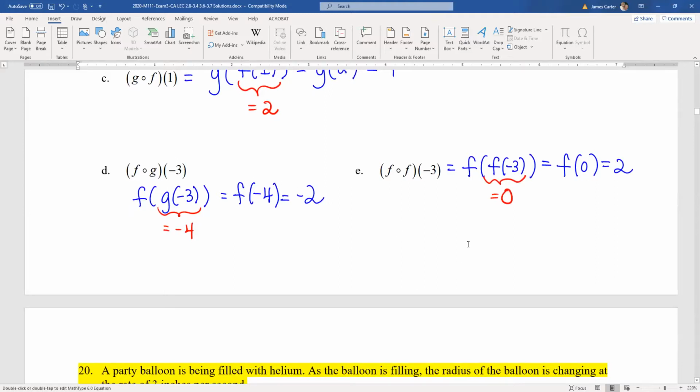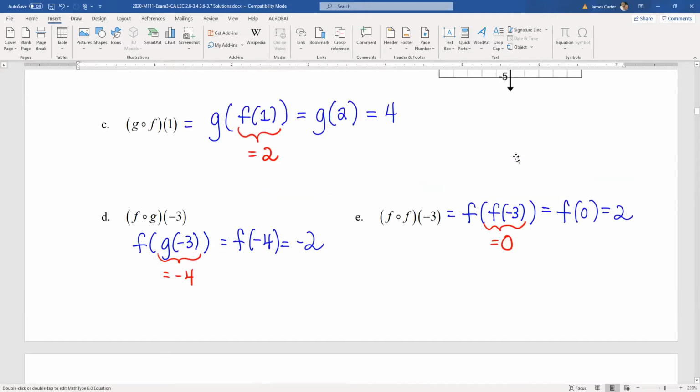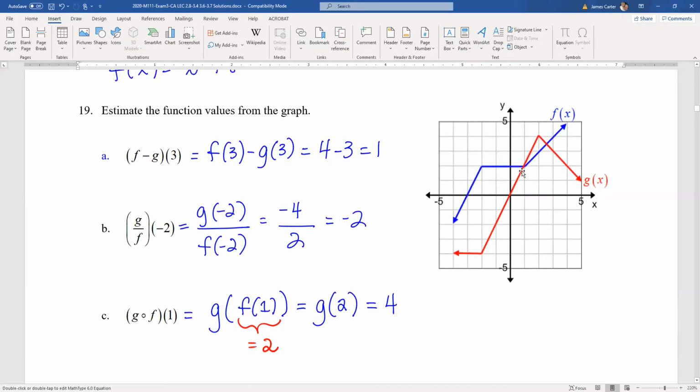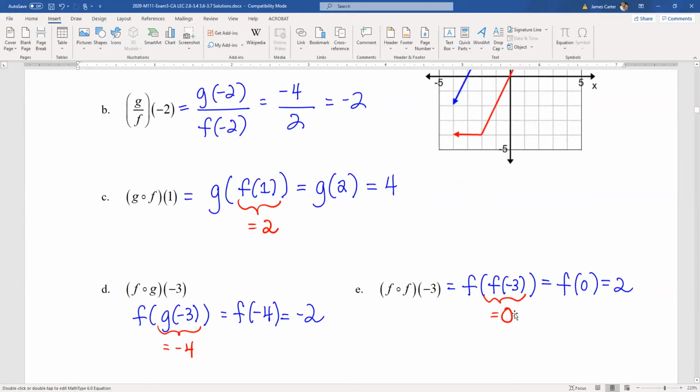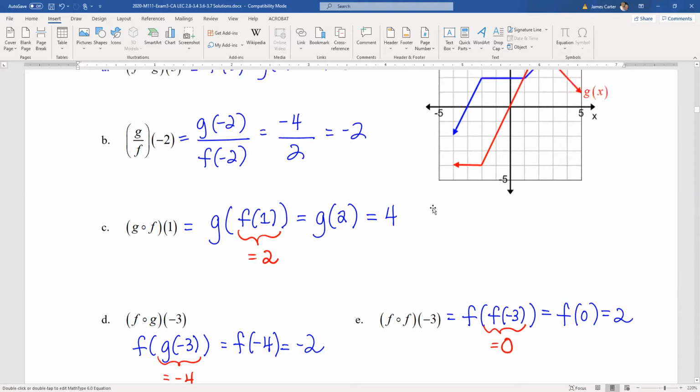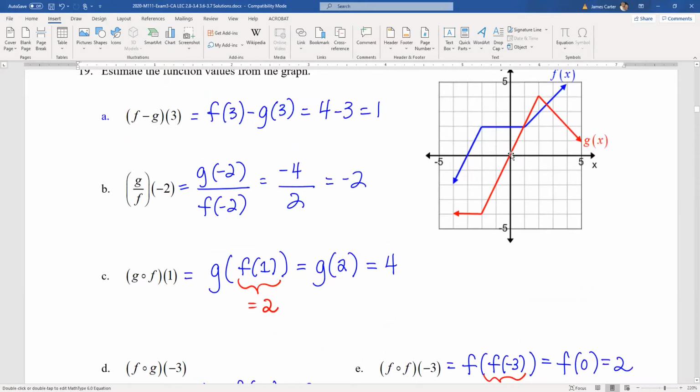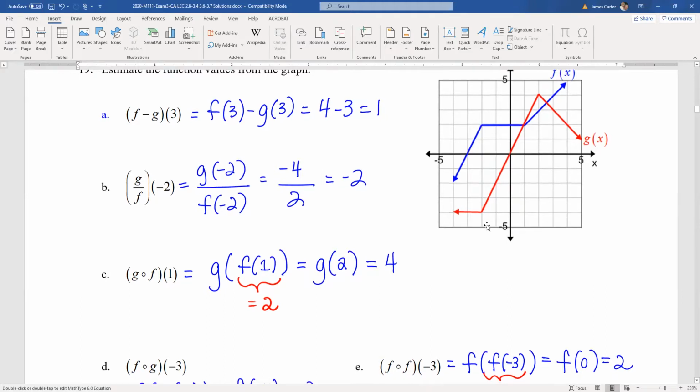Okay, on this one, we find f of -3. f of -3 is 0. Then we substitute that 0 into the f graph again and see what y is when x is 0. And the answer is 2.